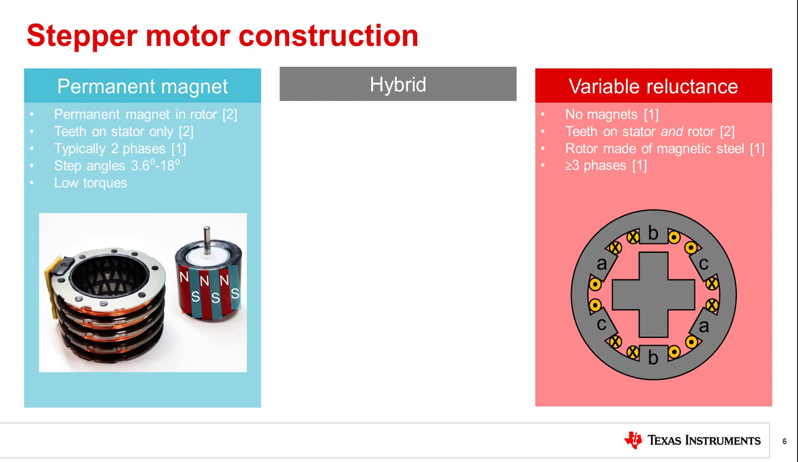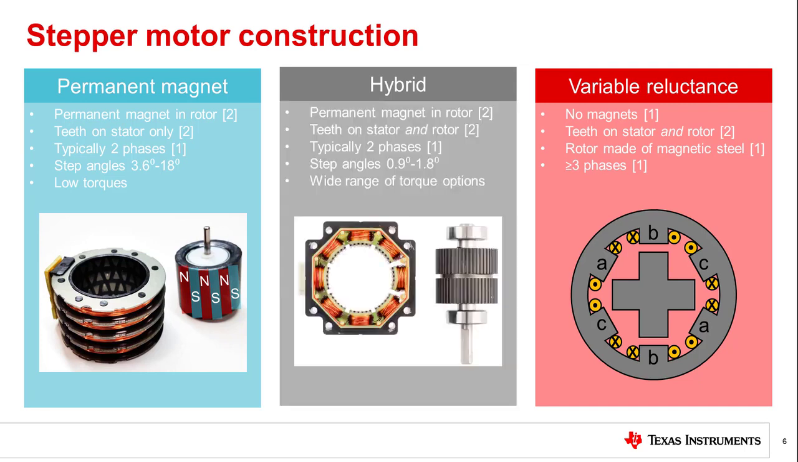The variable reluctance motor does not use any permanent magnets. The rotor is made of the same magnetic steel as the stator. The variable reluctance motor gets its name because the magnetic field causes the rotor to move to a position where the air gap and magnetic reluctance are minimized. The difference in reluctance is created by the shape of the stator teeth on both the rotor and the stator. The variable reluctance stepper motor typically needs at least 3 phase windings to effectively control the direction of the rotor rotation.